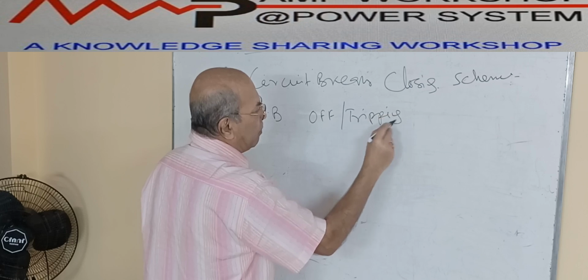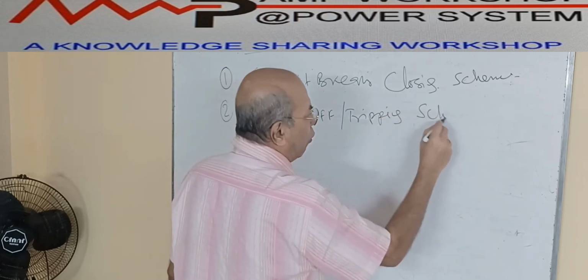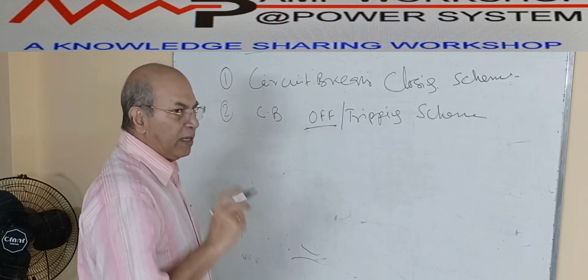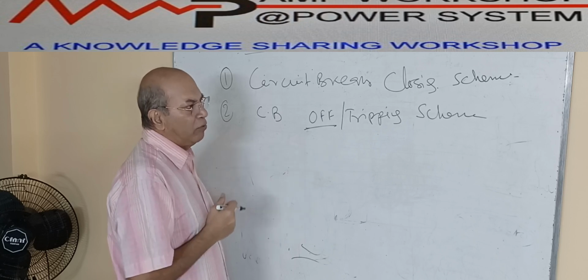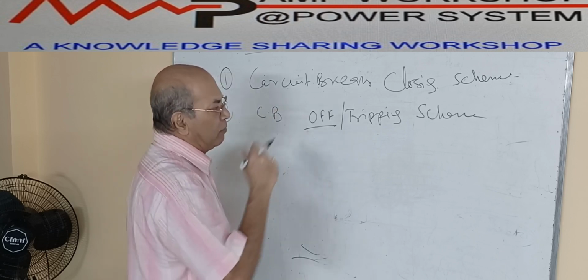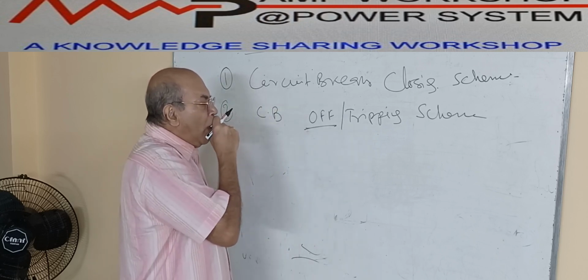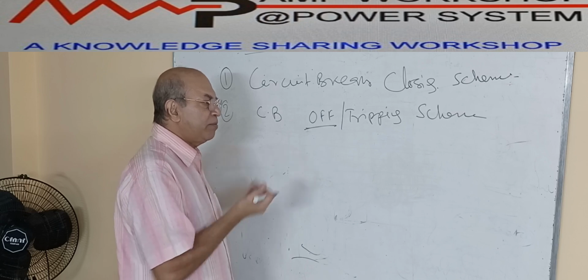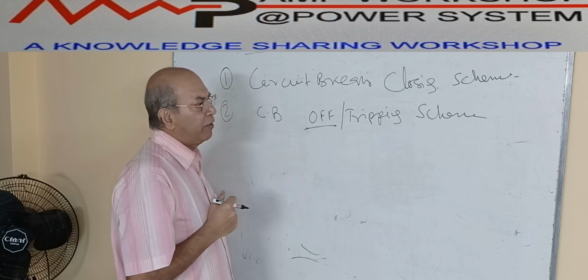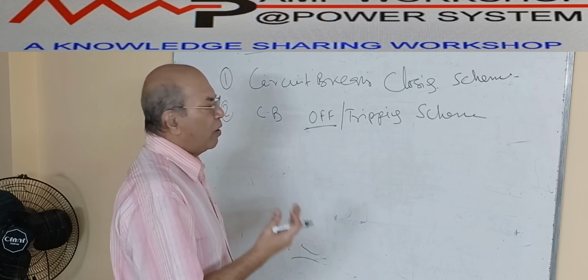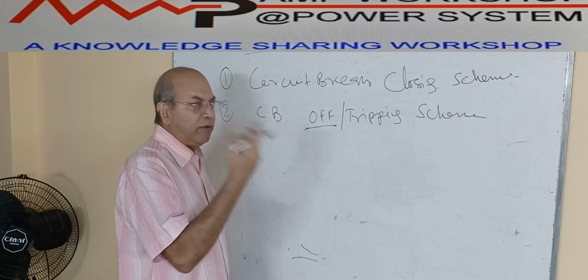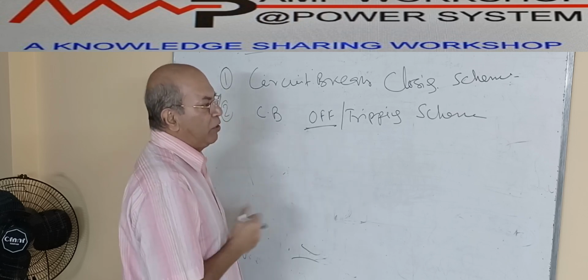Now here we have to mention what is the difference between off or tripping scheme. Off scheme means any of the switch. Suppose in your house, the switch you can switch on or off manually. That is what intentionally you are doing, on or off. In the case of circuit breaker also, due to your operational requirement, you can open the circuit breaker manually, with your intention, when you intend to open it. That is knowingly you are doing it.